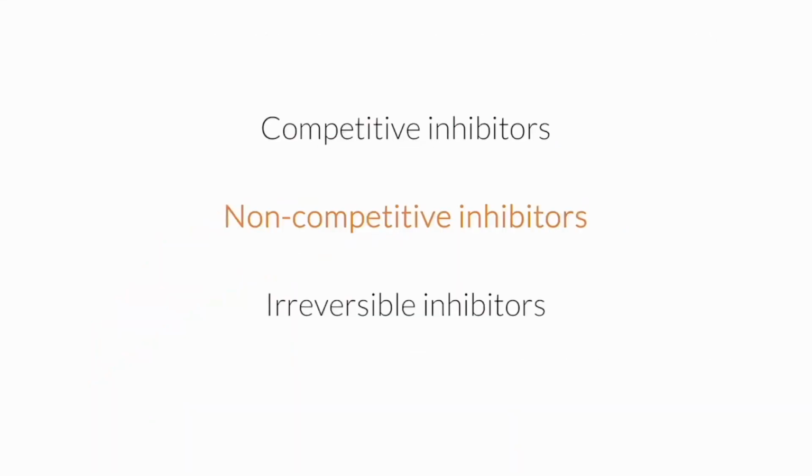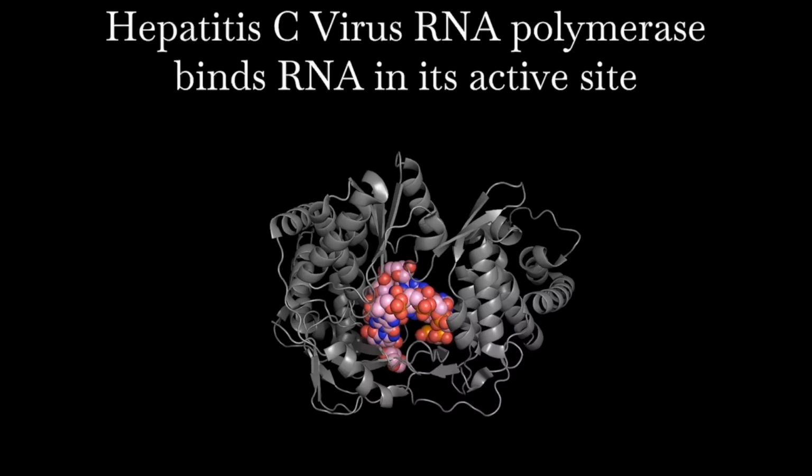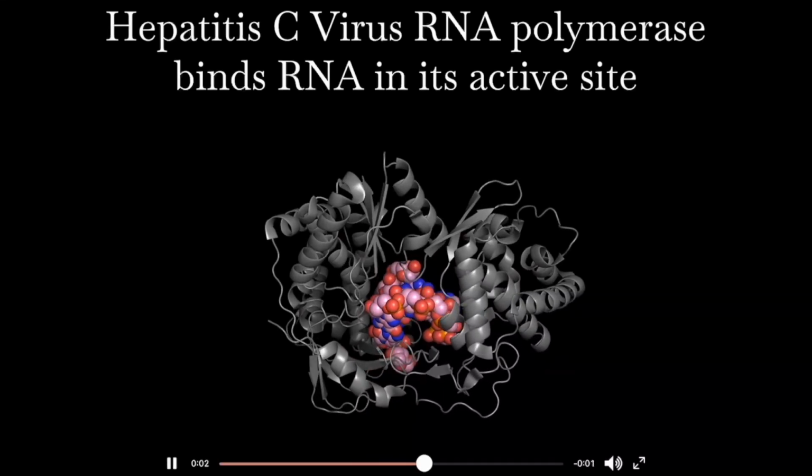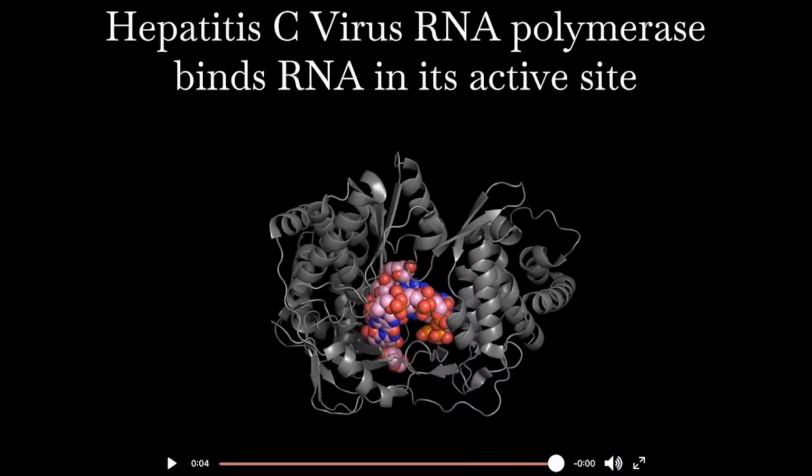Okay, that was a competitive inhibitor. What about non-competitive inhibitors? Here's an example of a non-competitive inhibitor taken from hepatitis C. Hepatitis C has an RNA polymerase that binds to RNA in its active site. When the hepatitis C virus is trying to replicate, it needs to run this RNA polymerase, and it does so by binding RNA at that active site.